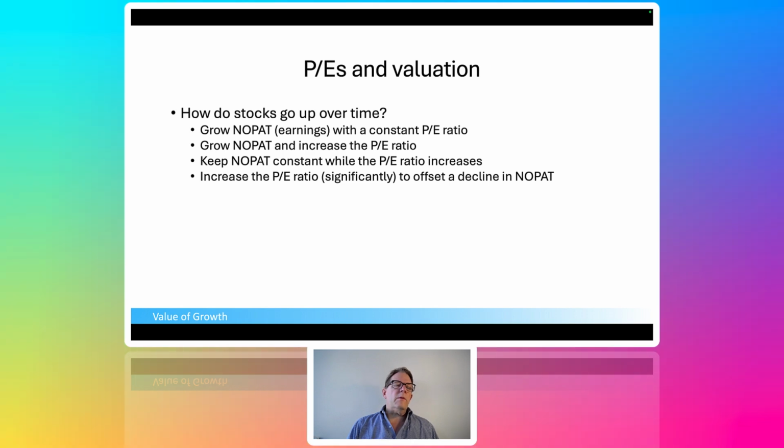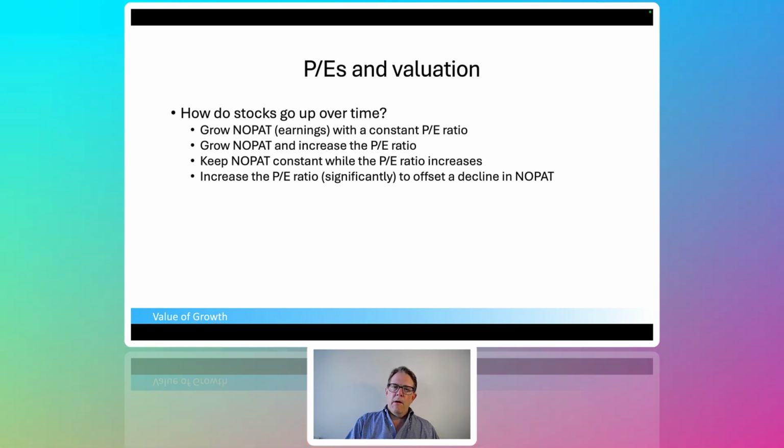Now, there are cases where you don't grow NOPAT, but PE expands. That's kind of a special case. And then fairly rare would be you increase the PE ratio to offset the decline in NOPAT or earnings. In that case, I think investors are very excited about a new launch, a new initiative, a new investment, a new product launch or something where earnings are going to go down in the intermediate period as that new product is brought to market or that new investment is made. But investors are very excited about its potential, so they're willing to pay more for current earnings, enough to offset that decline.